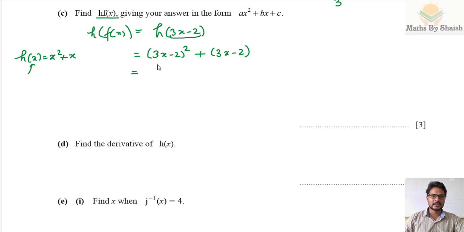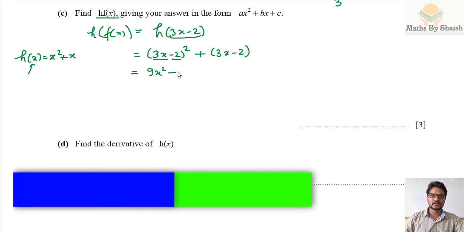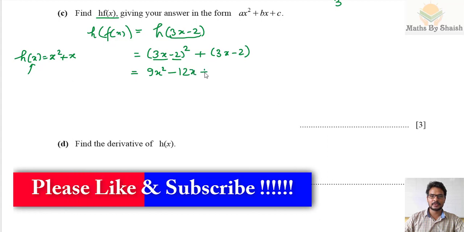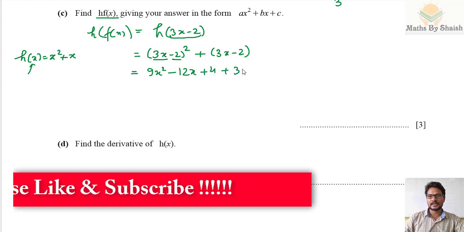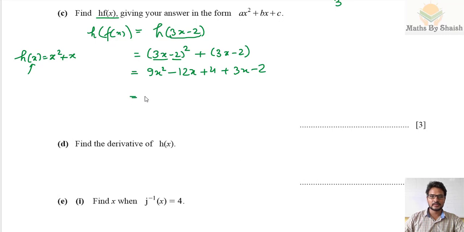Let's expand it. (3x) whole squared, this is (a minus b) whole squared, that is a squared: 3 times 3 is 9 and x squared, minus 2ab, 2 times 3 is 6, times 2 is 12, minus 12x, plus b squared, that is 4, plus 3x minus 2. And hence we will simplify this into this form. It is 9x squared, minus 12x plus 3x, so it is going to be minus 9x, and plus 2. So the answer in this form is 9x squared minus 9x plus 2.